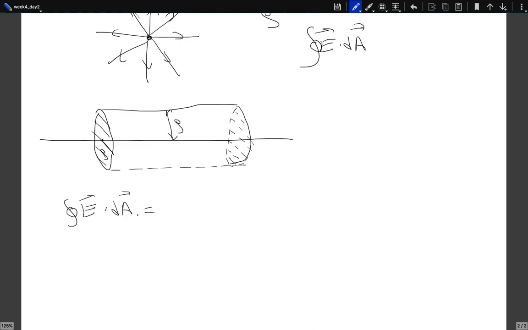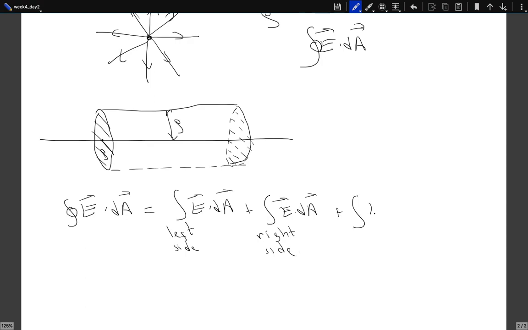Well, there are different surfaces here, just like in the example of the cube. I can divide my integral into various surfaces. The left side, E dot dA, plus E dot dA on the right side, over that surface side, plus E dot dA over the curved side.